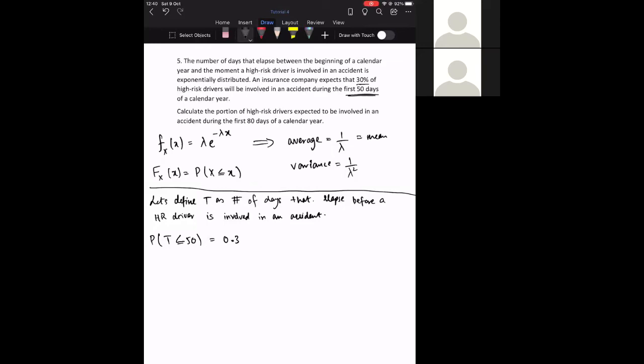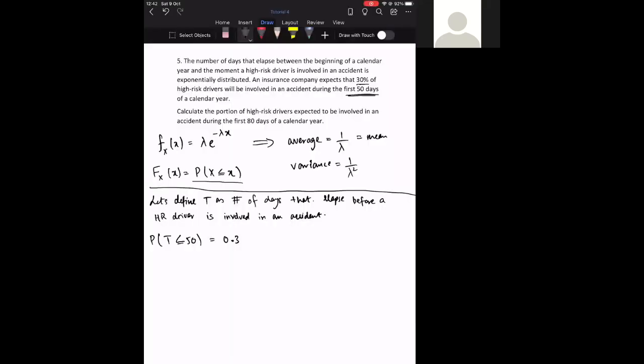Over in the above section, we define the CDF of the exponential distribution. I forgot to define it, so this is just equal to 1 minus, let me just verify it, it should be 1 minus e to the minus lambda x. Yep.